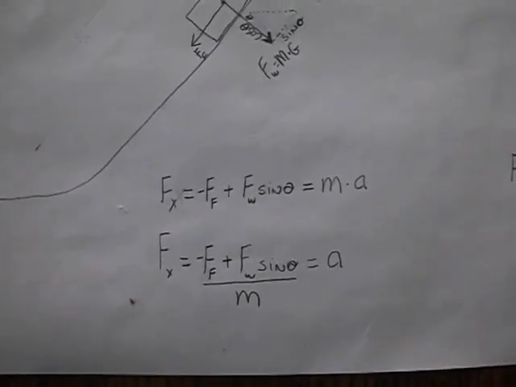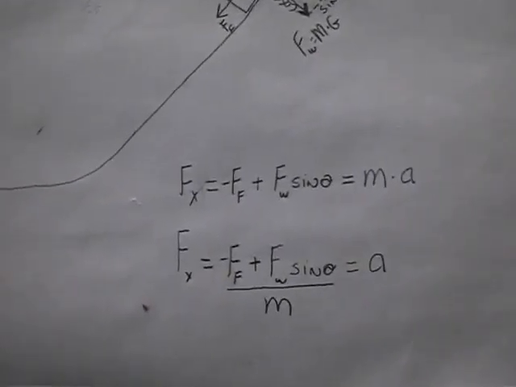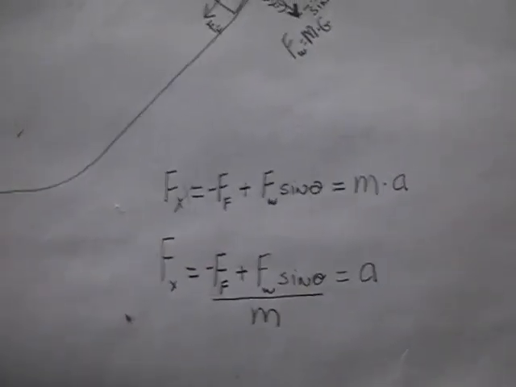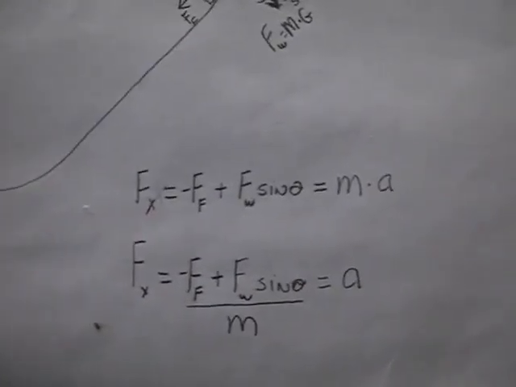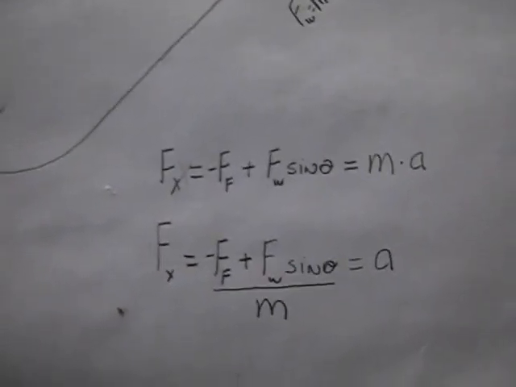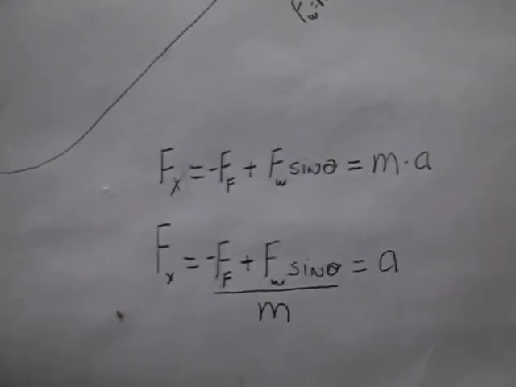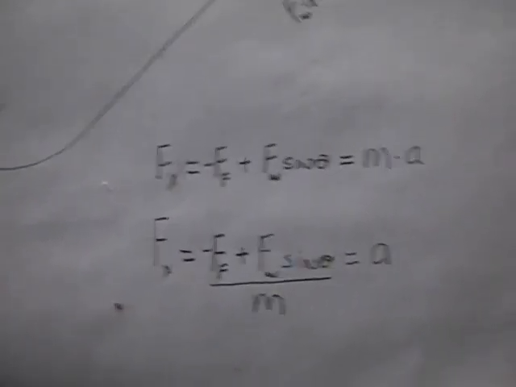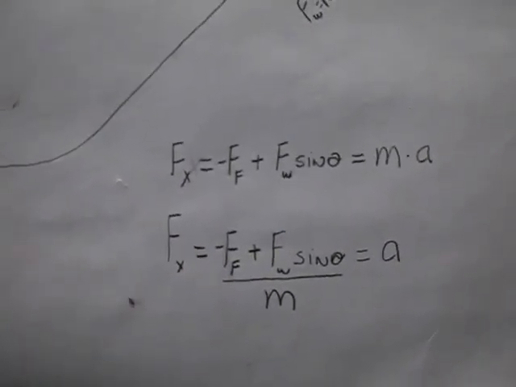Now, as far as solving for acceleration in the x direction, I have minus the force of friction plus the force of weight sine theta equals mass times acceleration, which gives me minus force of friction plus force of the weight sine theta divided by mass equals acceleration.